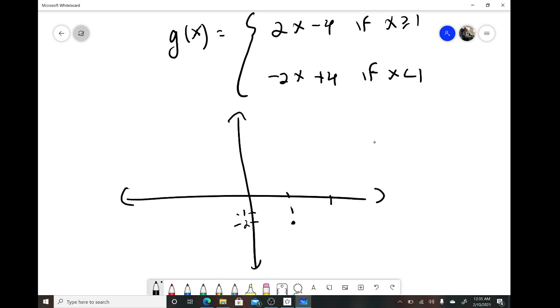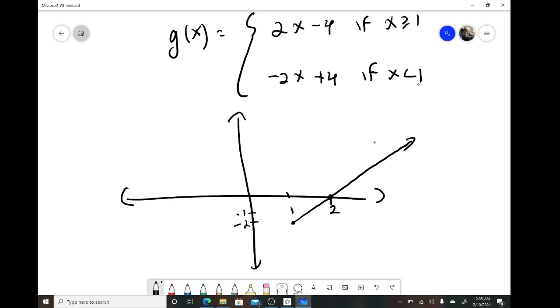Remember, for a line we only need 2 points. So I'll go up to 2. I'm still using the first equation, because I'm still dealing with numbers bigger than or equal to 1. So 2 times 2 is 4, and 4 minus 4 is 0, so I get a point here. So this line looks like this from left to right.